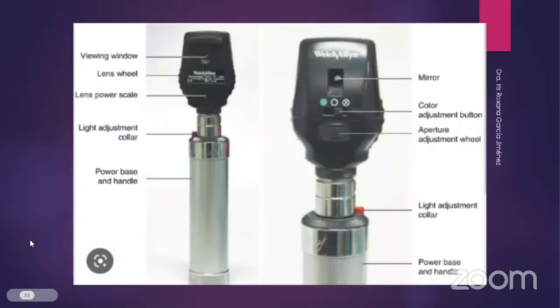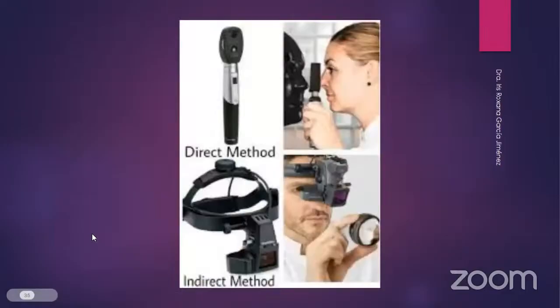Right. Again, parts of this device: the viewing window, the lens wheel, the lens power scale, of course, this is the doctor's place, the light adjustment color, and the power base and handle. Again, that's the place that the patient is going to watch. That's the mirror, the color adjustment button, the temperature adjustment wheel, of course, and the light adjustment color, right, and the power base and handle. Just for showing you, for catching the idea of how it is.